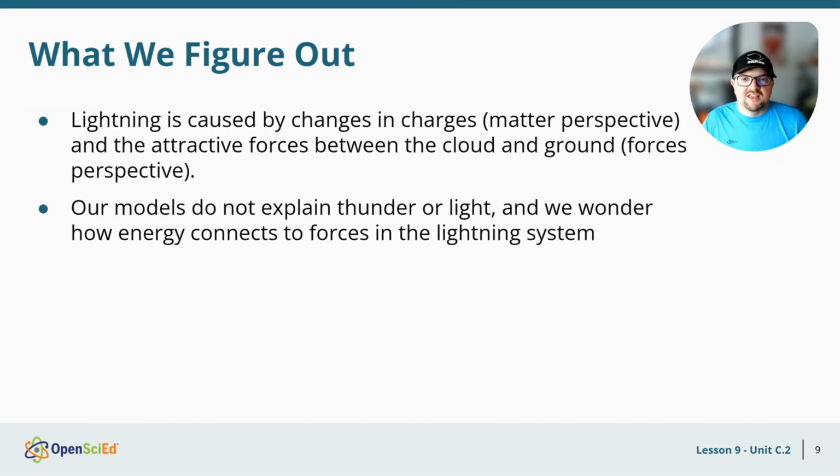By the end of this lesson, the class lands on two core conceptual takeaways. First, from a matter perspective, lightning is caused by changes in charges within a cloud. Second, from a forces perspective, it's caused by the attractive forces between the cloud and the ground based on Coulomb's law. However, the real success here is that they also figure out what they don't know, specifically how energy connects these forces to cause light and thunder.